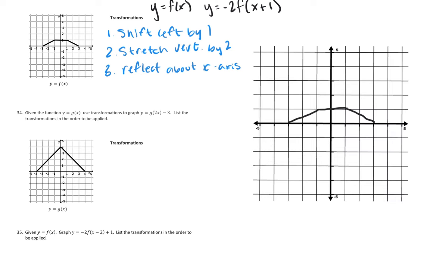So our first transformation is we're going to shift this graph to the left by 1. So we're just going to move all those points to the left by 1. Then our next transformation is going to be stretching it vertically by a factor of 2. So we're going to stretch this graph up by 2. So then it's going to look like this. And then our last transformation is going to be flipping that blue graph over our x-axis. So it's going to look like this. So our final graph is going to look like this green graph.